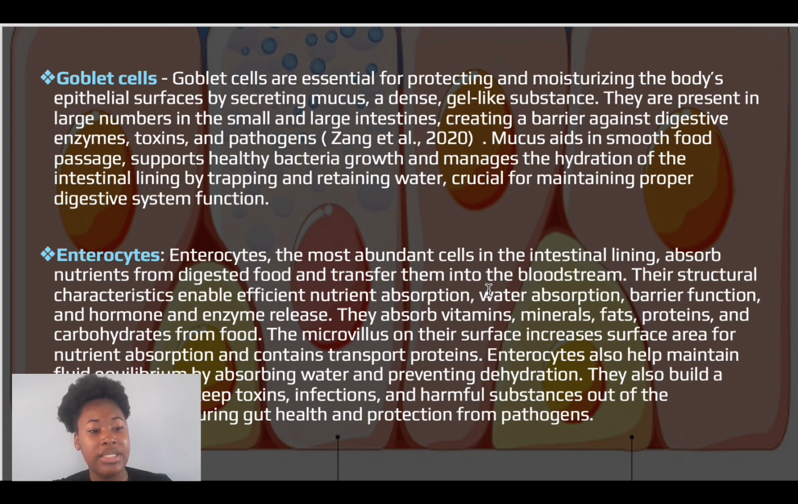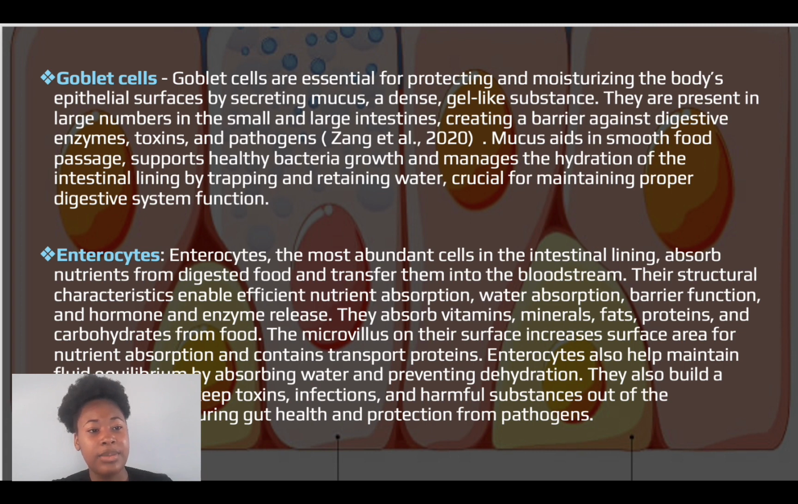Enterocytes also help maintain fluid equilibrium by absorbing water and preventing dehydration. They also build a strong barrier to keep toxins, infection, and harmful substances out of the bloodstream, ensuring gut health and protection from pathogens.